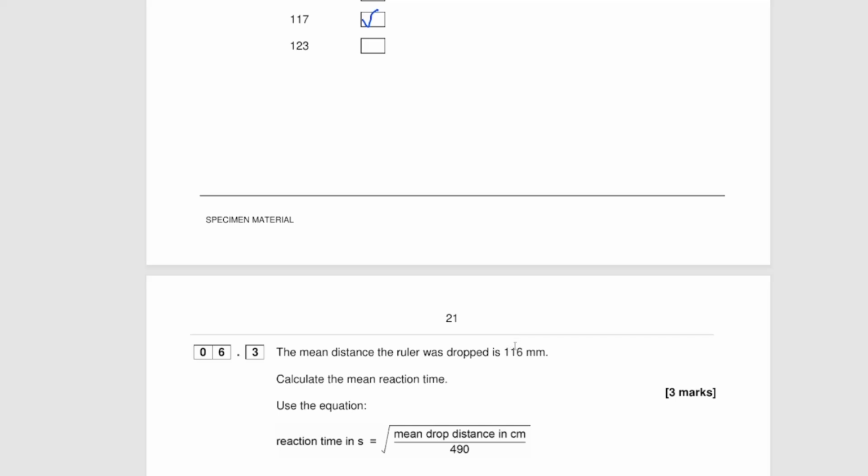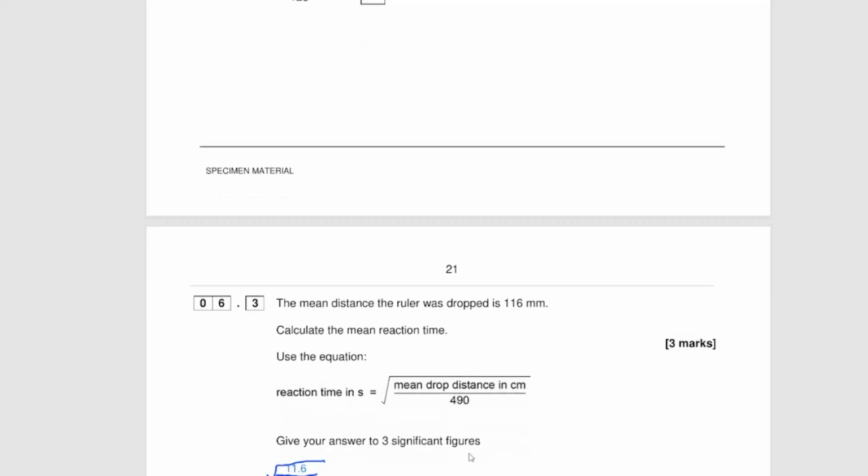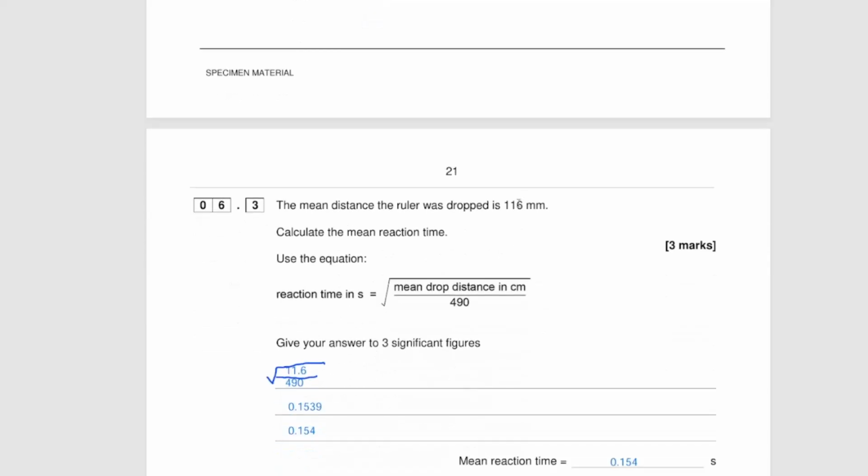And we're asked to calculate the mean reaction time. And we're asked to use the equation reaction time in seconds equals square root of mean drop distance in centimeters divided by 490. And we're asked to give our answer to 3 significant figures. Now what we do is we just plug it into the formula, convert 160 millimeters into centimeters, 16 over 490, square root equals 0.1539. However, because we're asked to give it to 3 significant figures, we give it as 0.154.